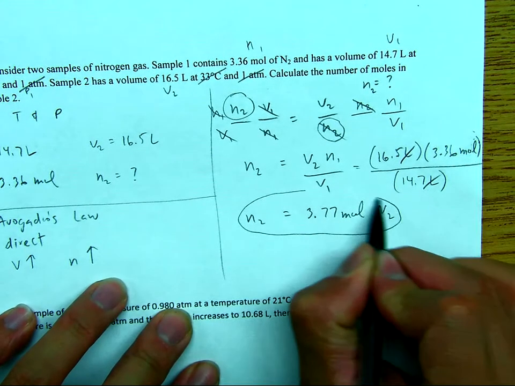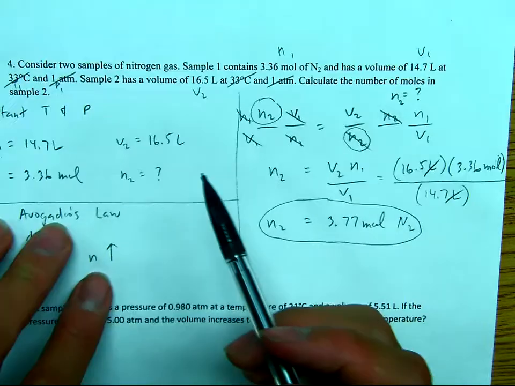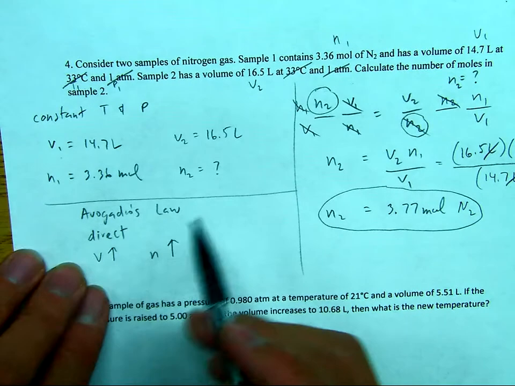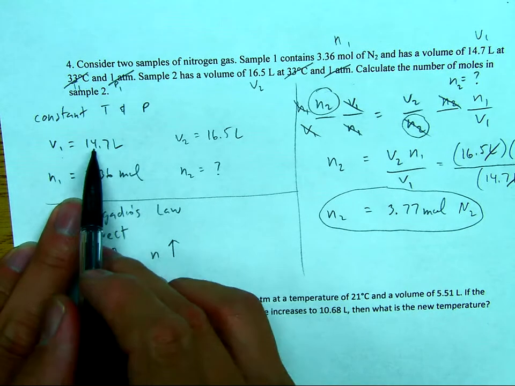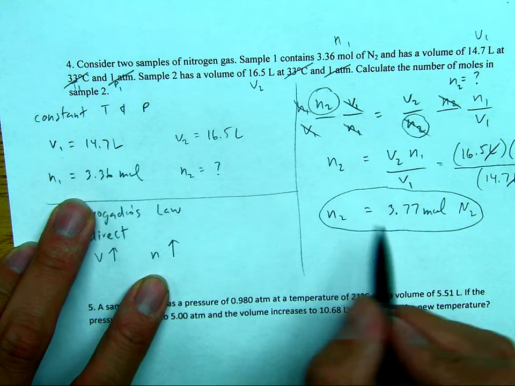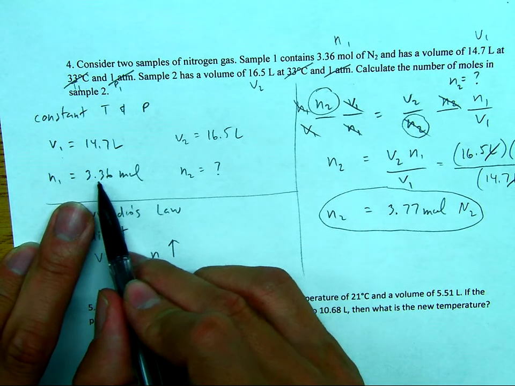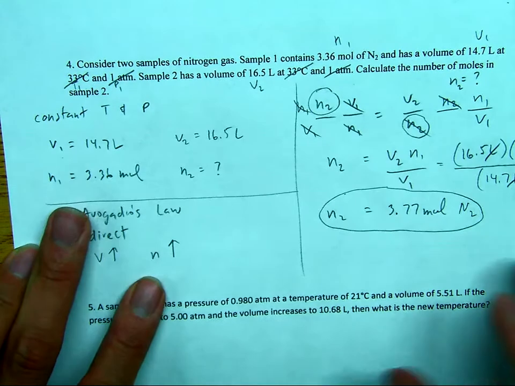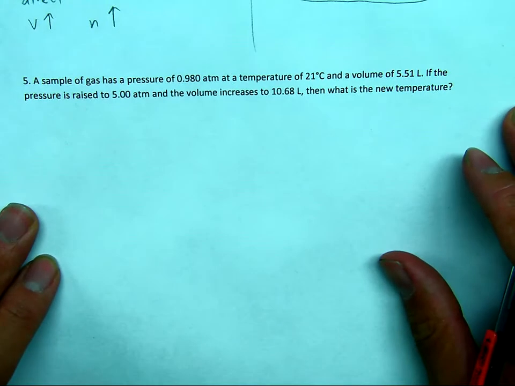Okay, so let's check our work. We said that we are going to expect the N2 to increase since the volume increased. And yes, 3.77 is bigger than 3.36. So that checks out. Okay, so on to the last problem of the day here. Please read this problem to yourself.